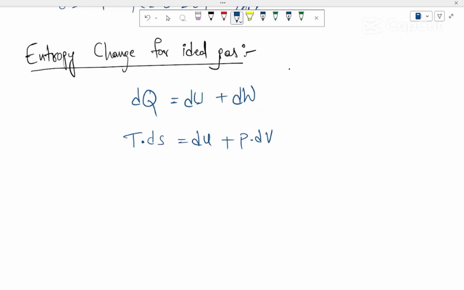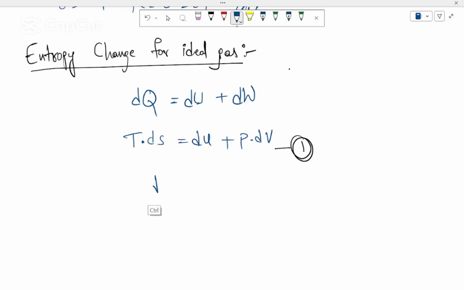This is a very well known formula. TdS is equal to dU plus PdV, which is one form of writing your change in entropy. So dS, the change in entropy, you will write in this form. Based on this form, you can get one more useful form for solving various problems.